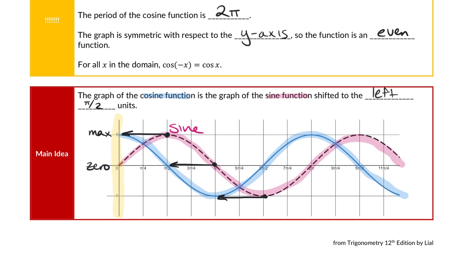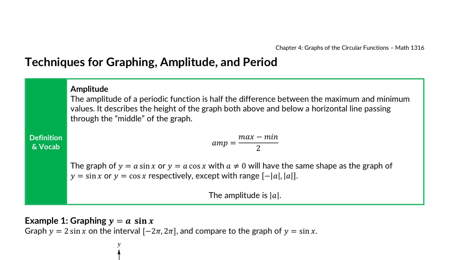So the goal of today, once we've started to see these functions, is to talk about different attributes of them when we start to change the parent function. We're going to start transforming this in different ways. The first way we're going to transform these graphs is by changing what's called the amplitude.